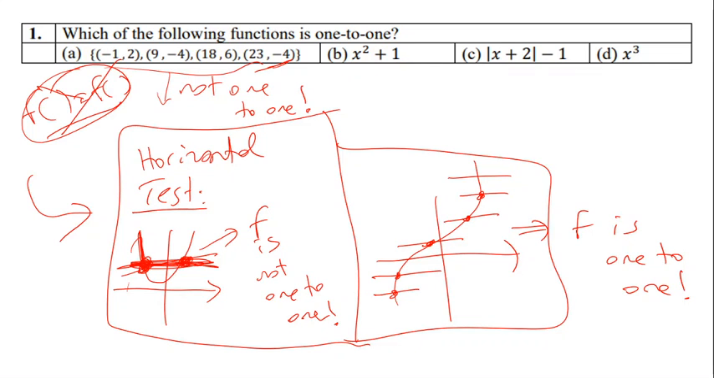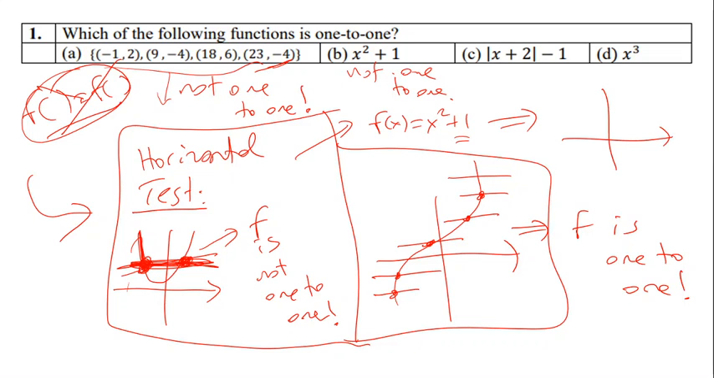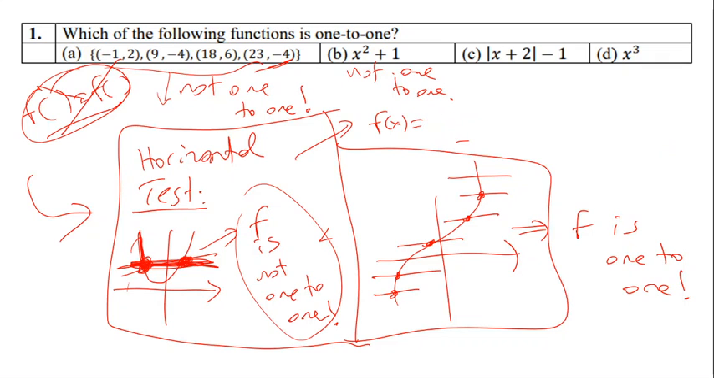For example, we already showed this is not one-to-one, but let's also use the horizontal line test. What's the graph of this? The graph of this one will be x squared shifted up 1 unit, so it will be something like this. We can find a horizontal line intersecting the graph of f of x at 2 points, so this f is not one-to-one. So you can also verify that it is not one-to-one by the horizontal line test.